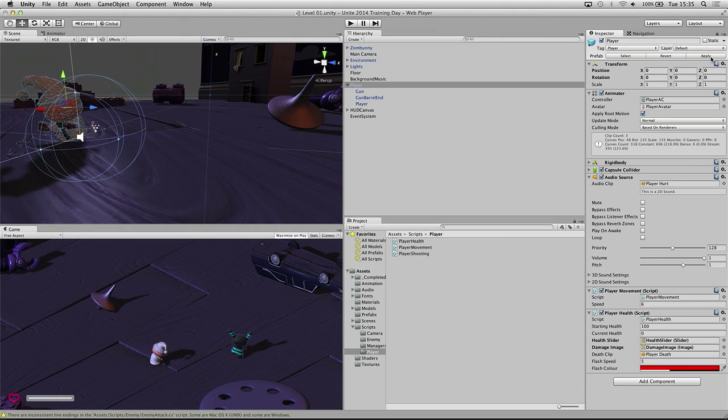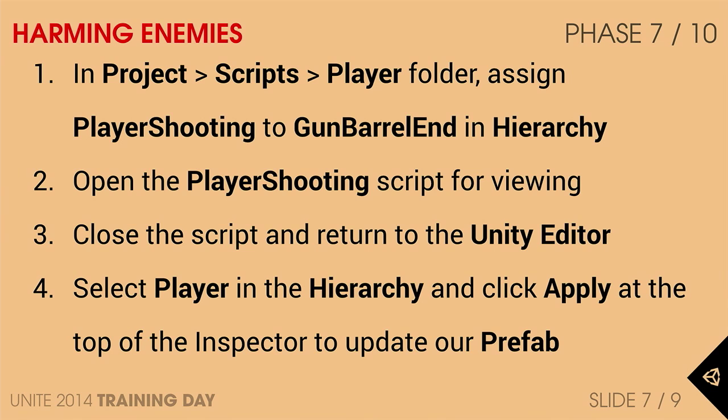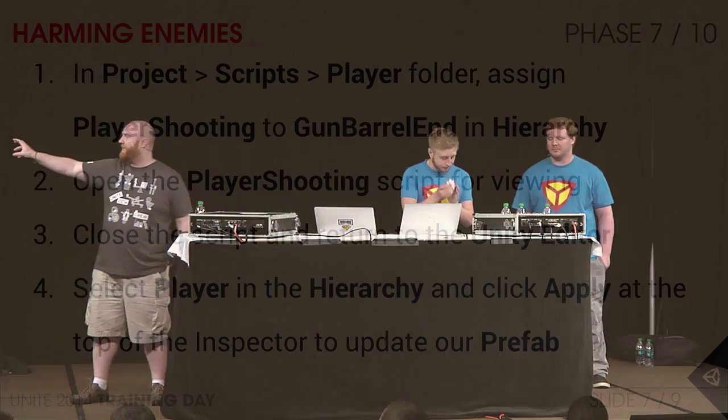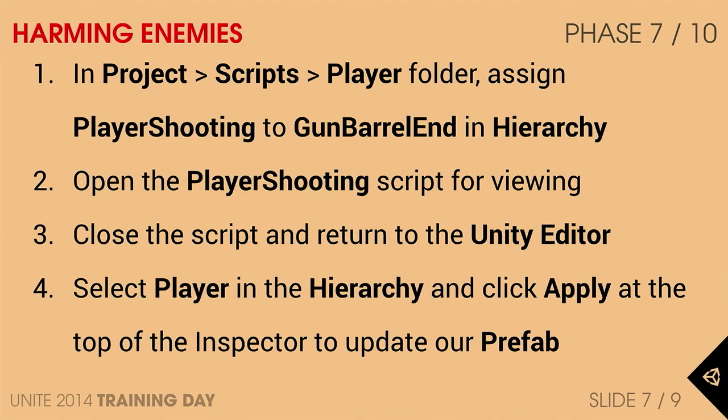And if there are instances of this prefab elsewhere, then you would see those changes are automatically applied. And again, the really nice thing about prefabs is any instance of this in any level that we have is automatically updated because we updated the prefab. So just the last step we did there, we closed the script, returned to the Unity editor, selected the player in the hierarchy, clicked Apply at the top of the inspector, and updated our prefab.